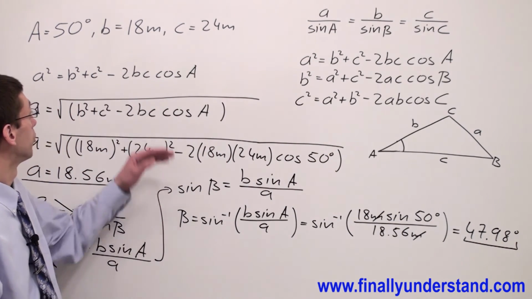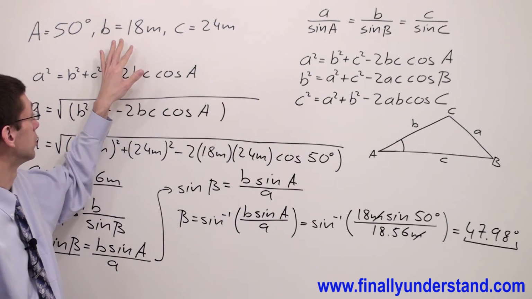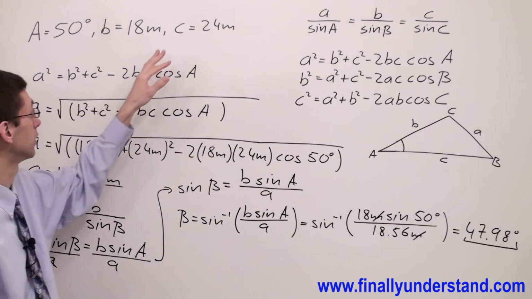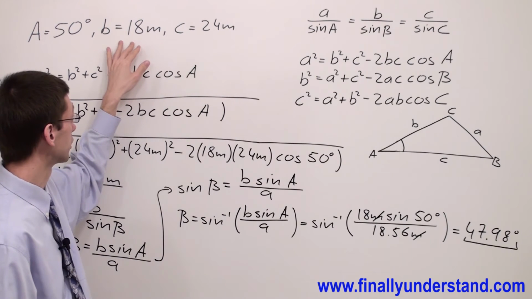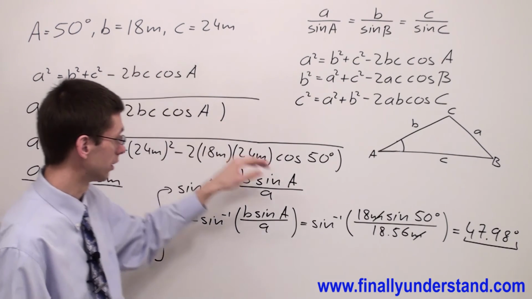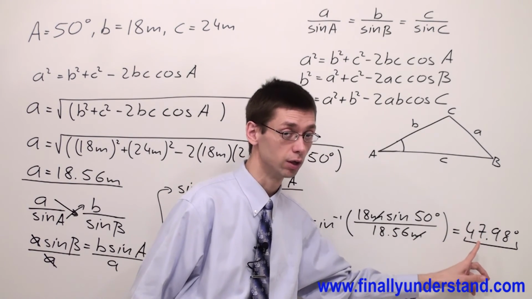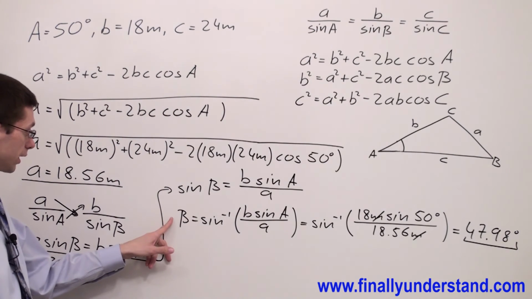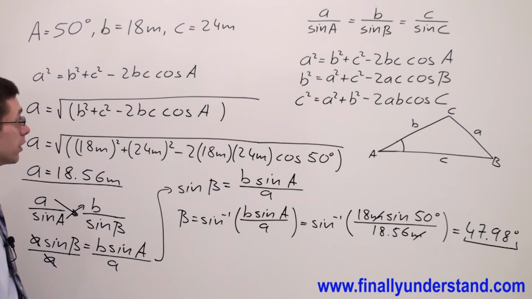Okay, so please notice that side B is not the longest side in this triangle. The longest side is side C. So if this is not the longest one, and we got the opposite angle to it, 47.98 degrees, which is acute, so this is a good answer for angle B. Next, we're supposed to find angle C.